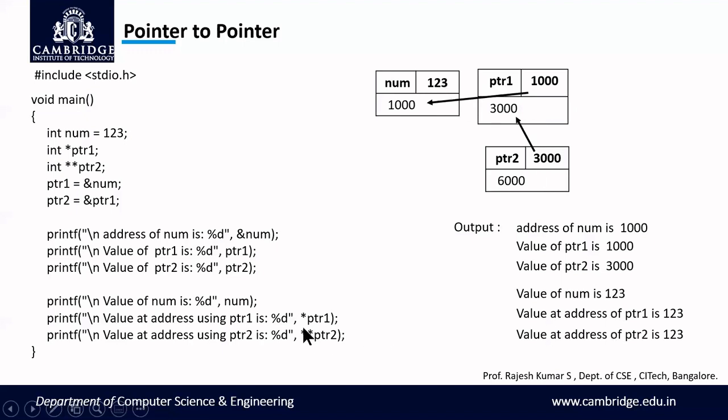In case I use only one star here, rather than two stars, what happens? If I use one star, it will print the value 1000, because in this particular address, this is the only value present. Since I've used two stars, it will search in this particular address for the value present, and again, for one more star, in this value, what value is present, and it will print 123. This is about pointers to pointers.